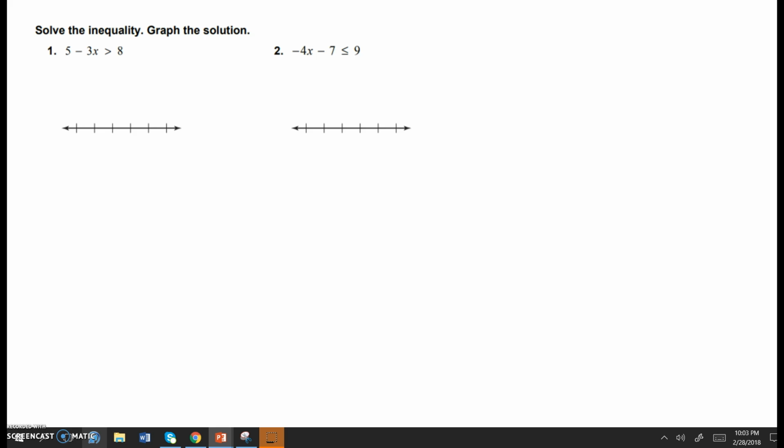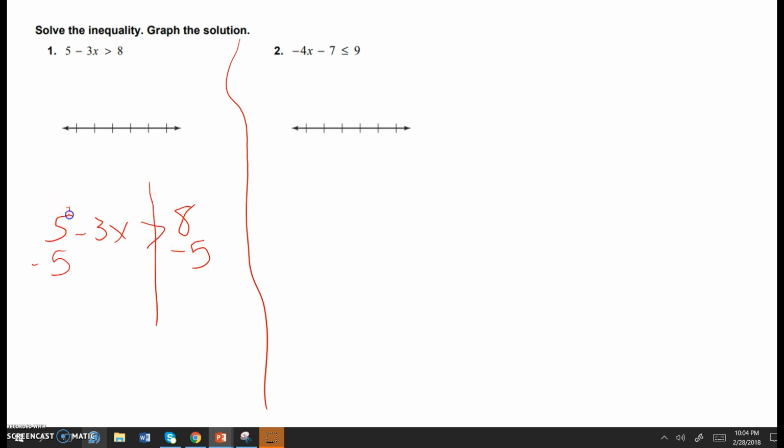So we're going to solve the first inequality. I'm going to write it down here because I like to have more room. 5 minus 3x is greater than 8. Okay, so we have a positive 5, a negative 3x, and positive 8 over here. We want to get rid of this positive 5. The way we get rid of a positive 5 is to subtract 5 from both sides. We're left with negative 3x. 8 minus 5 is 3.